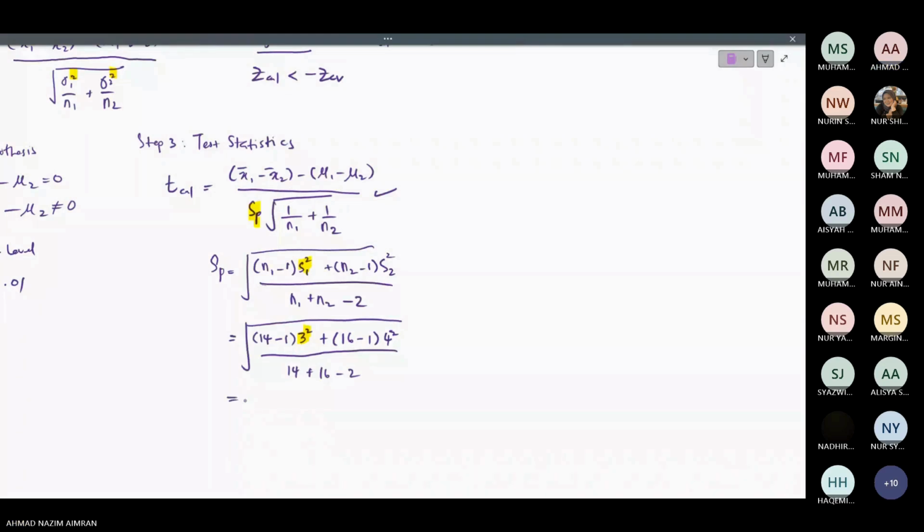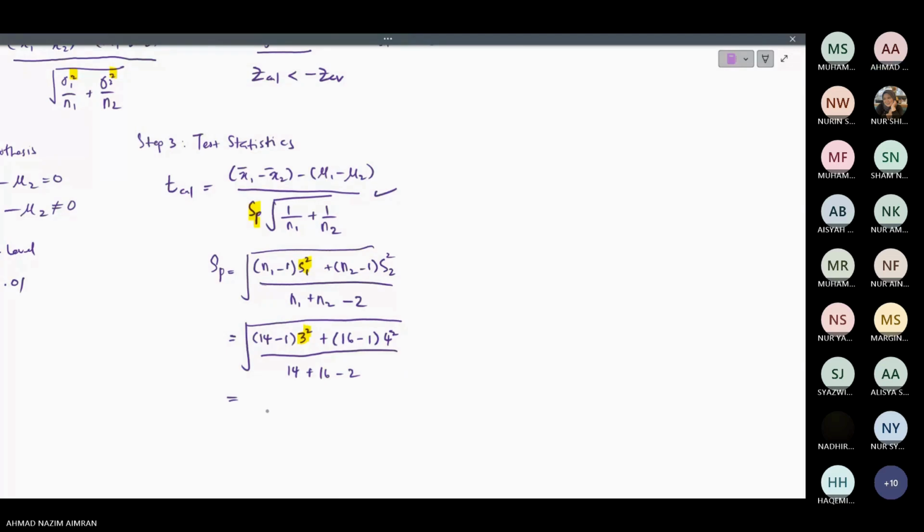So calculating this, what will you get? What is the pooled standard deviation? 3.5707. 12.5775. Have you taken the square root of the value?